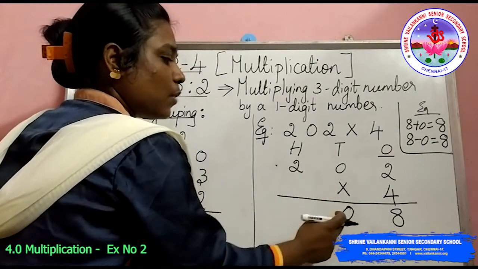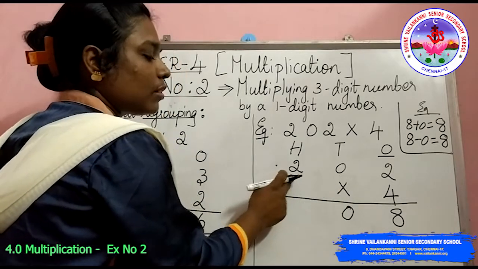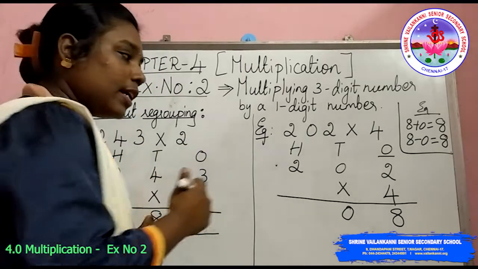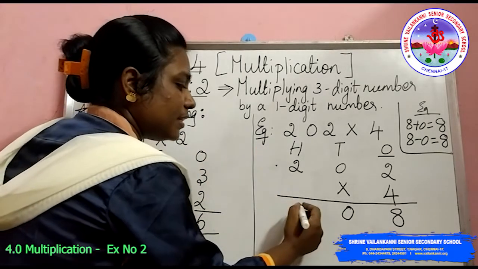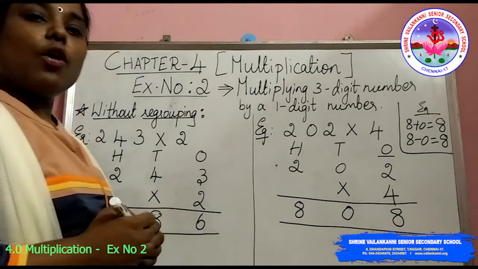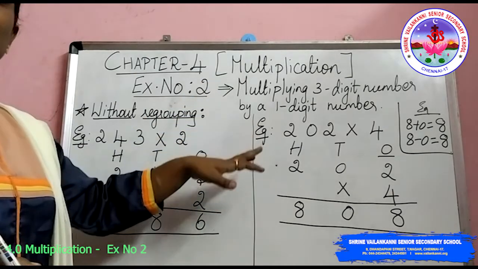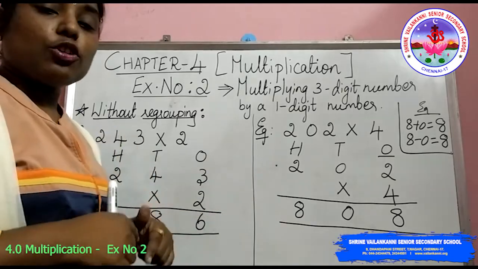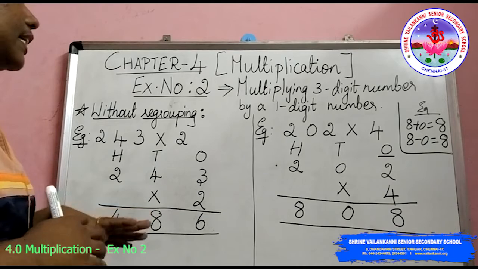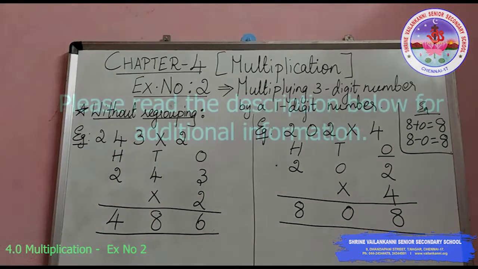Now the tens place value is over. Now move to the hundreds place. 4 into 2, that is 4 2s are 8. Where should I write this 8? In the hundreds place, just straight to the hundreds place. This is how you are going to do your multiplication, that is a 3-digit number multiplied with a 1-digit number, and that too with the concept of without regrouping. We'll see the next exercise with the topic of regrouping. Okay, thank you children.